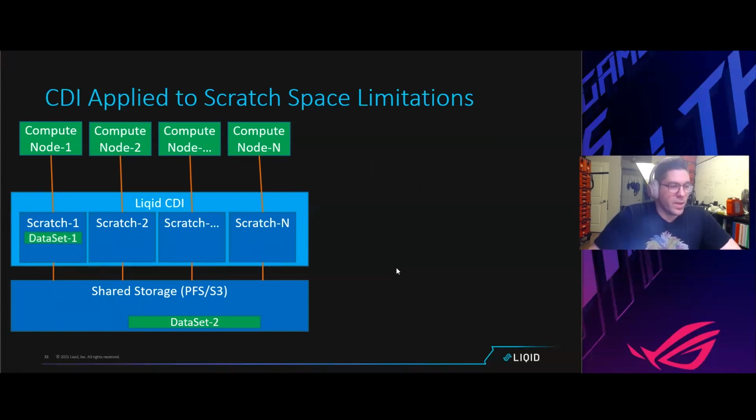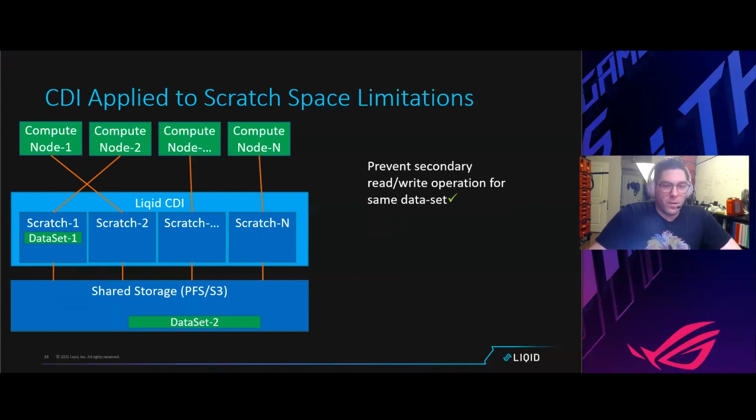So let's just say we kick off a job on node 1. We move the data set up to node 1, and it starts working on it. The job is complete. And then node 2, suddenly, that job finishes up and a job is scheduled on node 2. Node 2 happens to need that same data set.